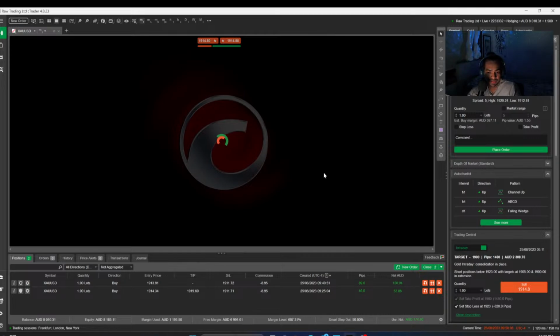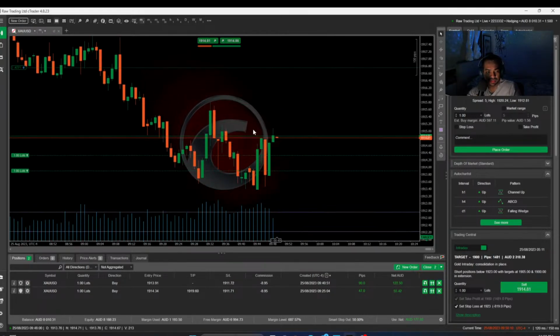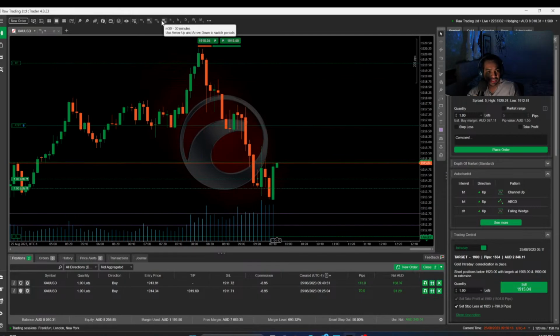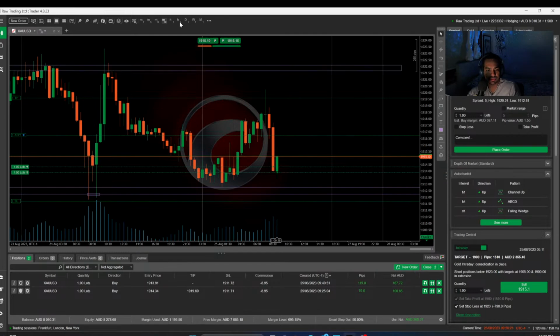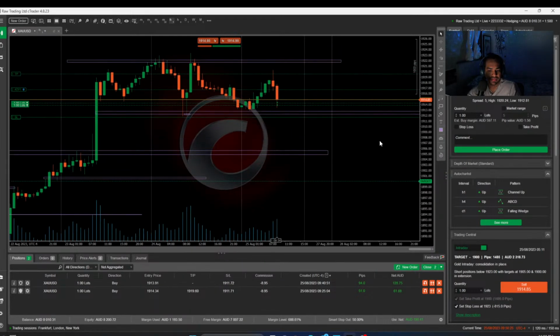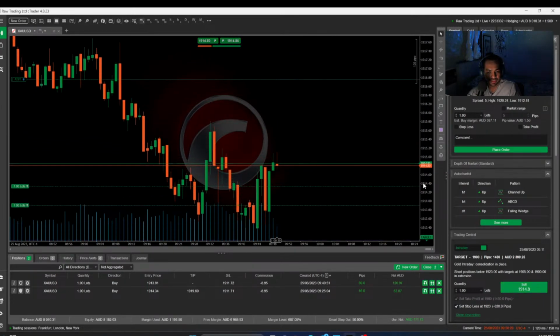So let's see. The 1 minute is trying to make higher lows, higher high, and 5 minute is bullish. I want the 15 minutes to close bullish as well. So 15 minutes bullish, 30 minutes bullish. 1 hour is still bearish, but yeah, let's see. Let's wait.